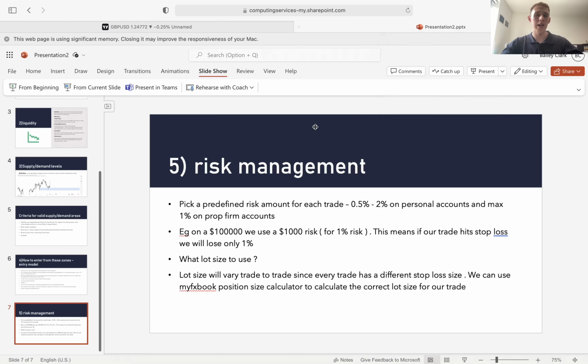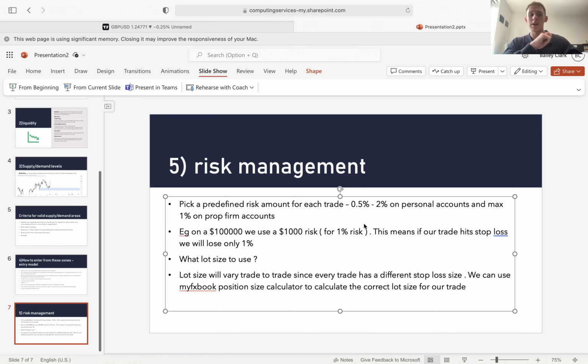So what I've recommended is, if you're on a personal account, 0.5% to 2% risk on the account. So if you have a £10,000 personal account, we're risking between £50 and £200 per trade. Again, this has to be the same every single trade, so we have to pick a value here and stick with it. And obviously this is going to vary depending on your risk tolerance and your personality. So pick a risk between 0.5 and 2%, ideally 0.5, 1 or 2, not some random number in between.